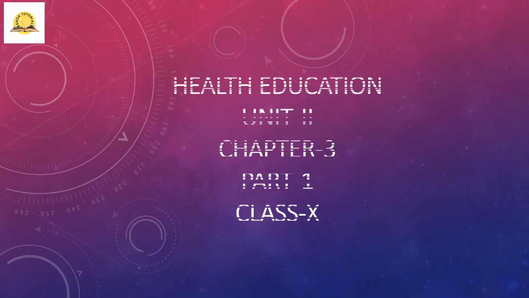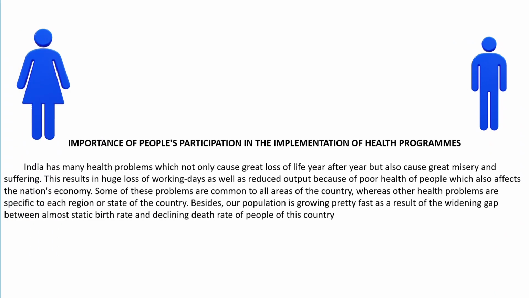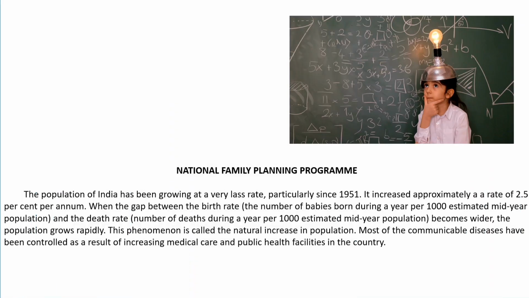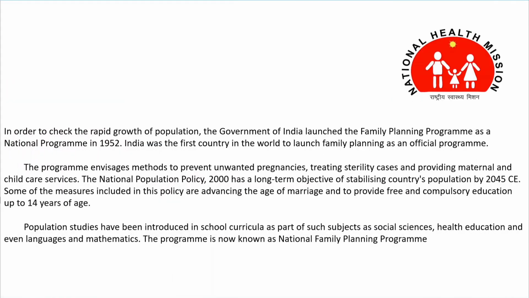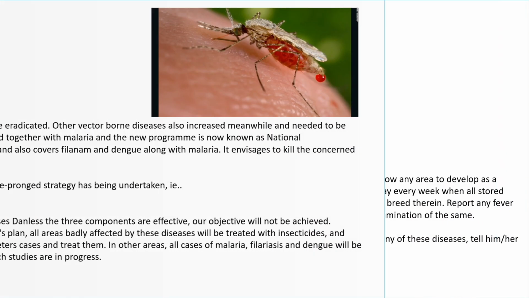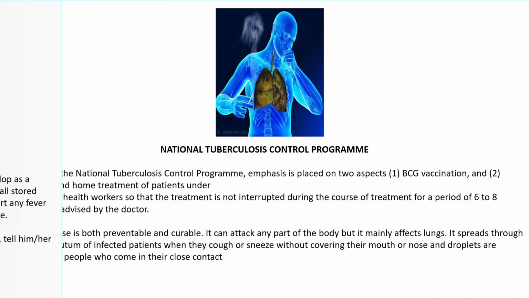Alright, as you know, we have been discussing Health Education Unit 2, Chapter 3, Part 1, Class 10. In the last video we discussed Part 1 of Chapter 3, and in this video we are going to discuss Part 2, the remaining slides. Let's see what we have. We are already done with these: we have seen the National Family Planning Program, the National Vector-Borne Disease Control, and how we can help.